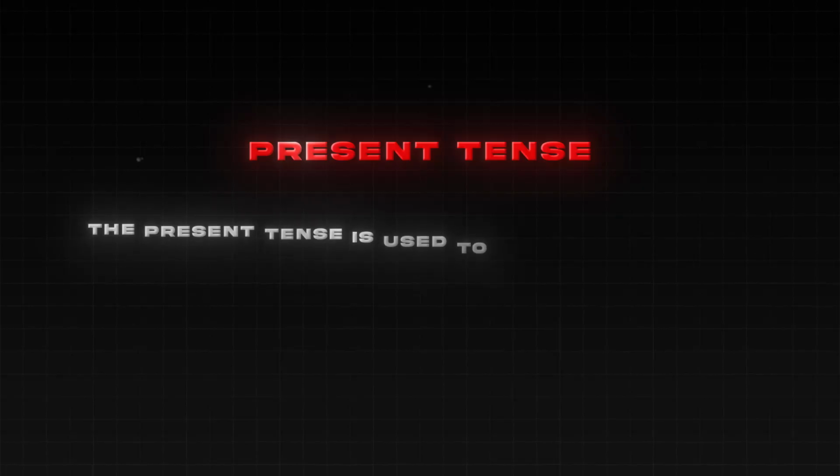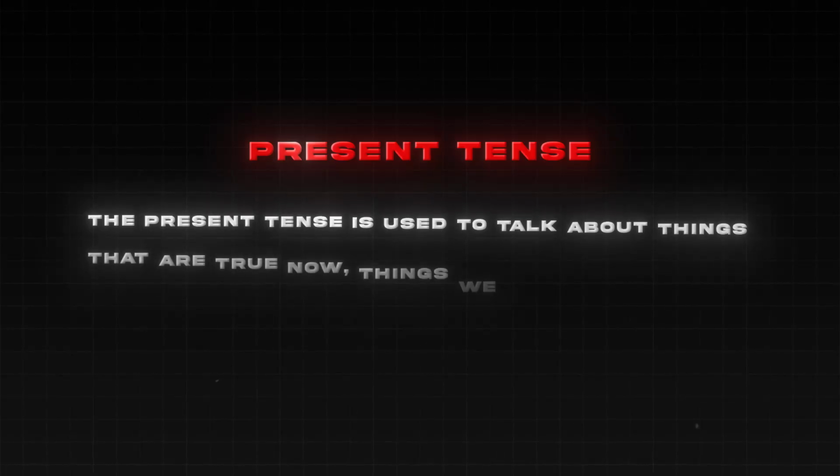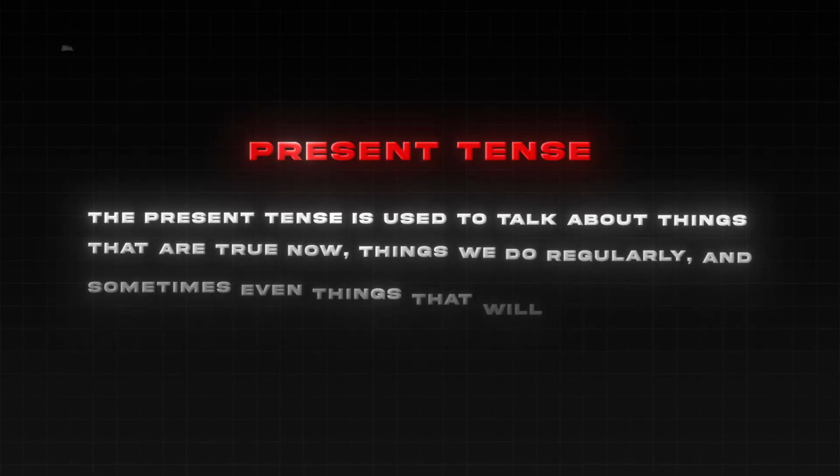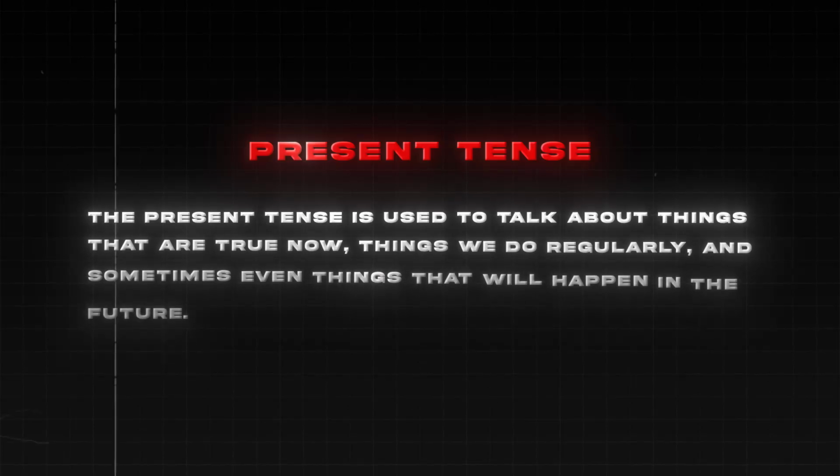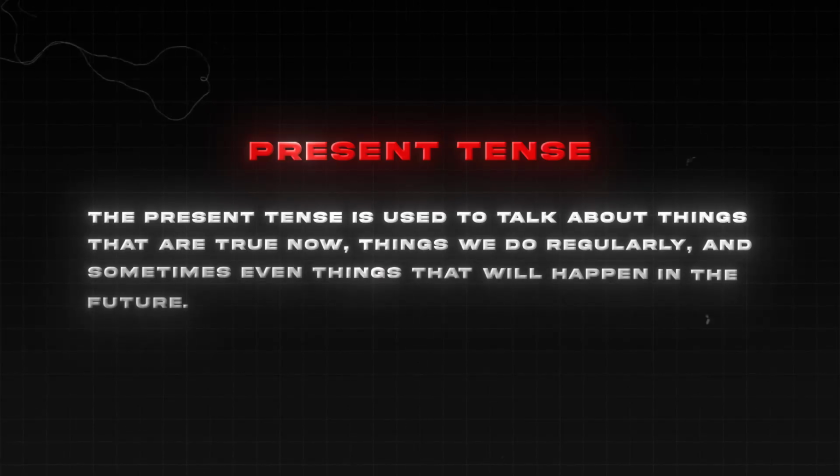In today's lesson, we're going to learn about present tense in English. The present tense is used to talk about things that are true now, things we do regularly, and sometimes even things that will happen in the future. By the end of this video, you'll clearly understand 4 types of present tense, with examples for each one.